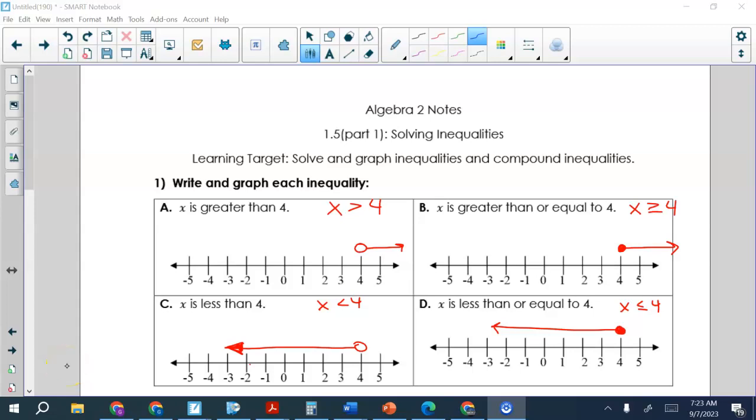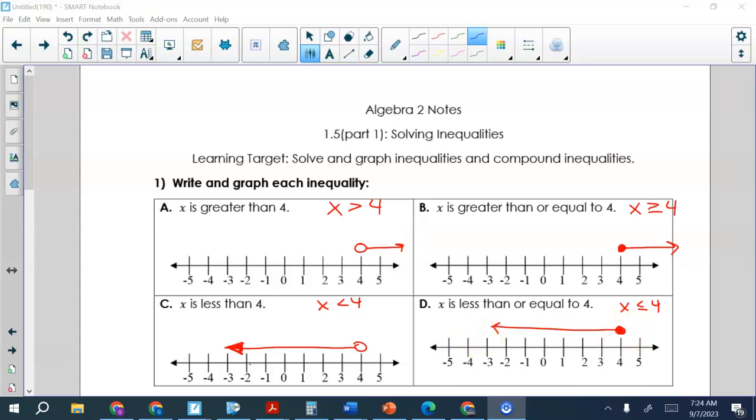Algebra 2 Notes 1.5 Part 1, Solving Inequalities. So we already did the first page yesterday. Remember that if it's greater than, it's an open circle heading to the right. If it's less than or equal to, it's a closed circle heading to the left.